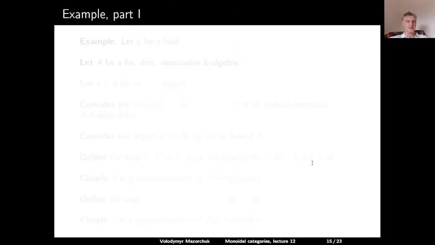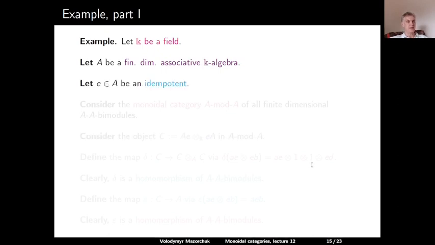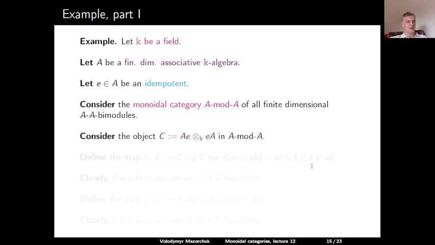Here is a variation of our previous big example. So let K be a field, and let A be a finite dimensional associative K-algebra. Let E be an idempotent in A. We consider the monoidal category of all finite dimensional A-A bimodules, and the object C in this category, which is the projective bimodule given by tensoring the left module AE with the right module EA, tensoring over K.